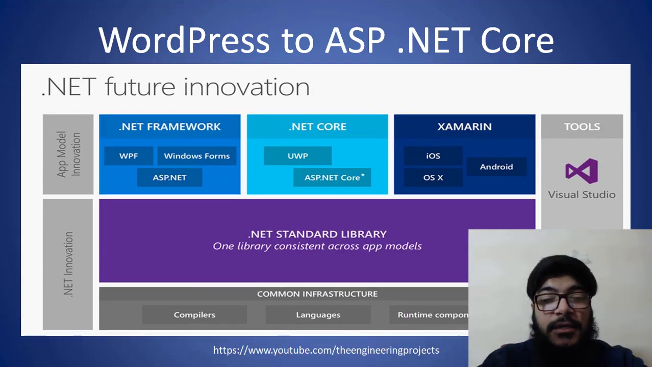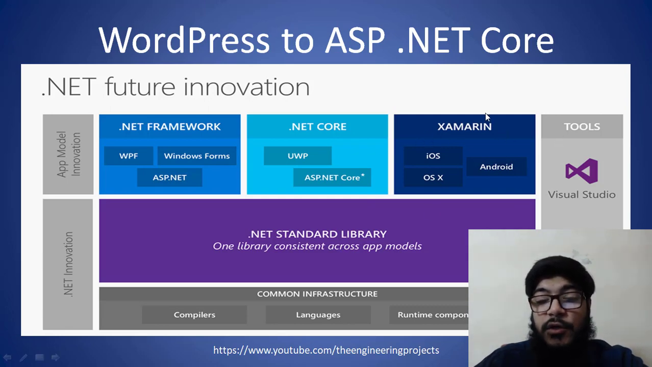Okay, so this is the .NET future innovation structure. Previously we were using .NET Framework, in which we have WPF, Windows Forms, and we are working with ASP.NET MVC. And now we have .NET Core, in which we have ASP.NET Core in different flavors. Right now there are 3 flavors: Core 1, Core 2 (2.2), and Core 3, which is recently released, but we will work on Core 2.2, which is stable. Core 3 is under preview.